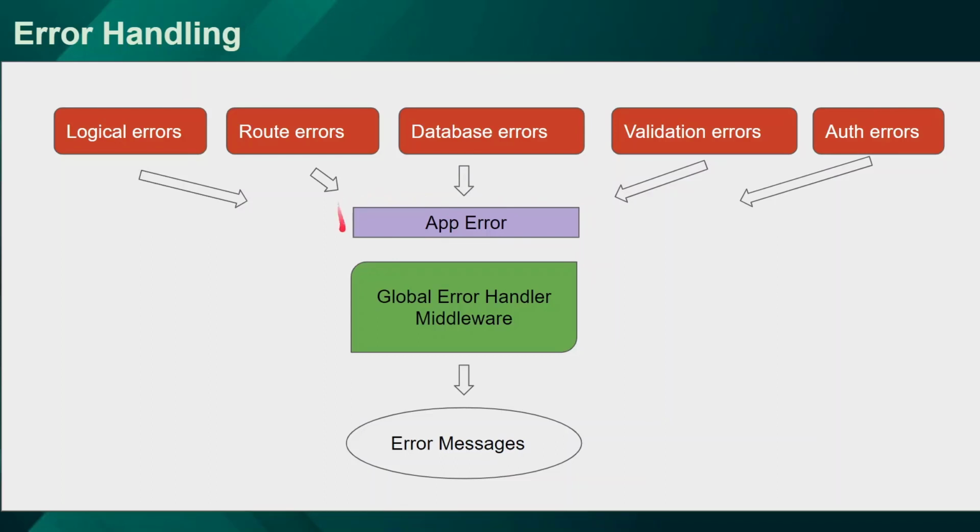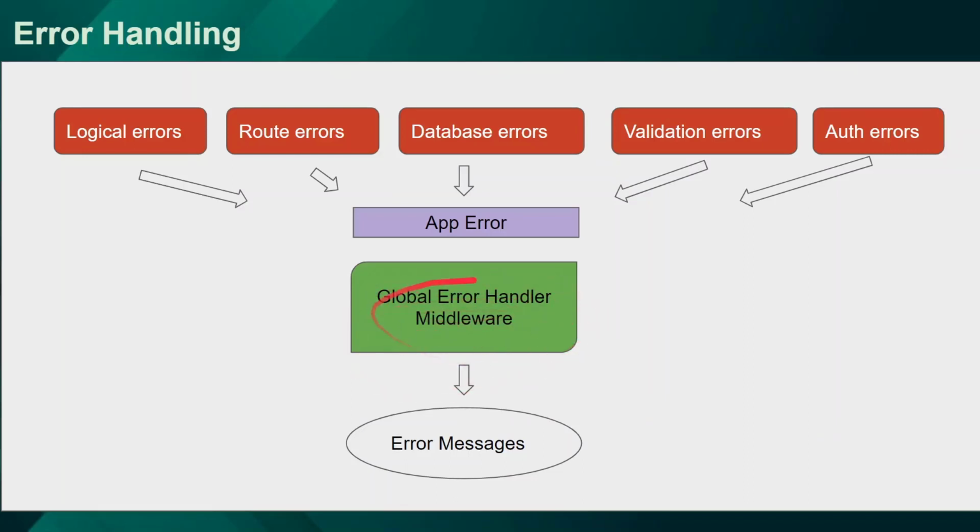Then these objects will be passed to a global error handling middleware. In the error handling middleware, we will specify: if this is a logical error, then do this stuff. If this is a route error, do this stuff. Or if it is a database error, do these procedures. Likewise, for each error, we handle that specific error inside this global error handler. Then we have a more readable and more modifiable sort of error handler functions inside this middleware.